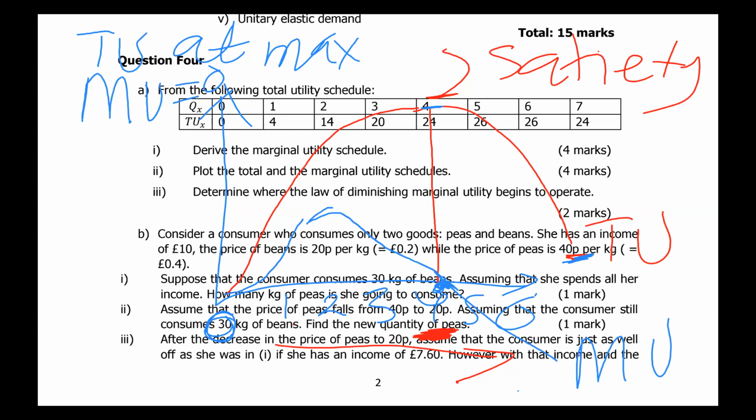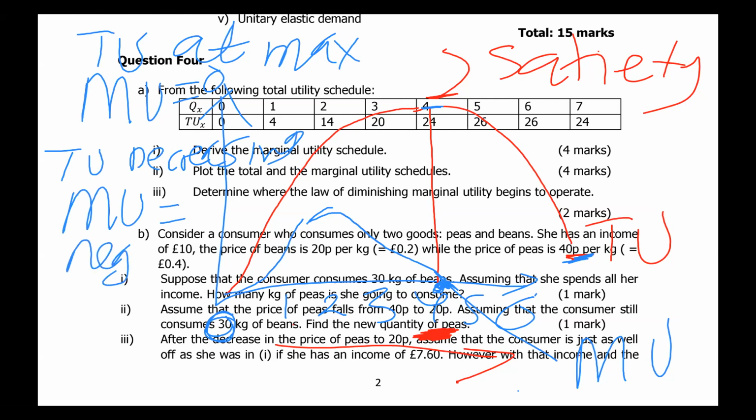And again, when total utility starts decreasing, marginal utility will be negative. Immediately after the point of satiety, when total utility starts decreasing here, marginal utility will become negative. That's what happens.